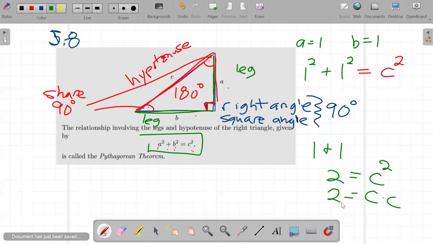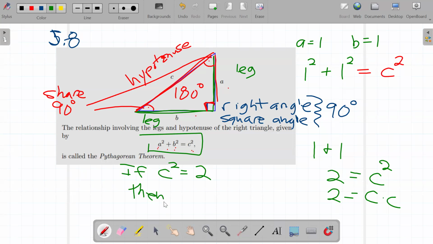From the previous chapter, we learned that if you can square some number and get an answer, reversing that is the square root. So if c squared is equal to 2, then c has to be equal to the square root of 2.